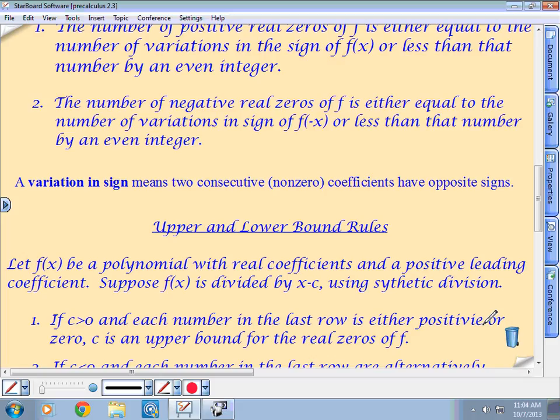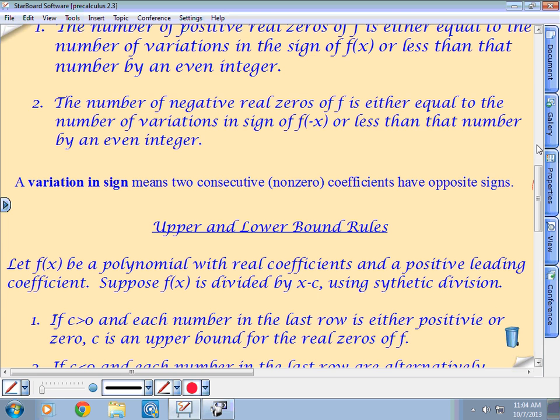So how many sign changes are there? Zero. That tells me that there are no negative real zeros. In other words, it doesn't cross the x-axis on the negative side of the graph. So I'm going to have either 3 zeros or 1 zero on the positive side, and I'm not going to have any negative zeros.